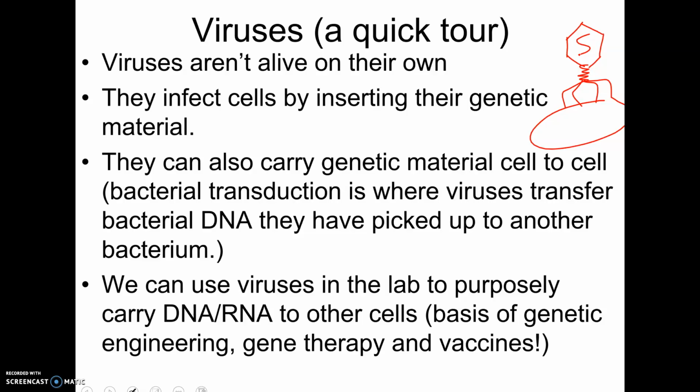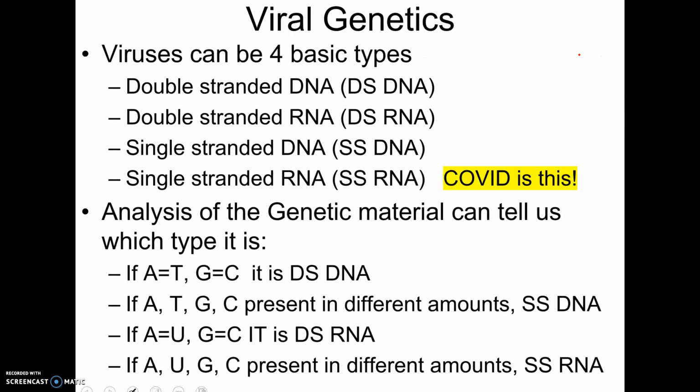So one of the things I've seen on the AP exam is where they ask you to figure out what kind of virus something is based on what nucleic acid it has inside. So this is one of the ways we could classify viruses, is by what kind of nucleic acid is found inside of them. So there are four possibilities.